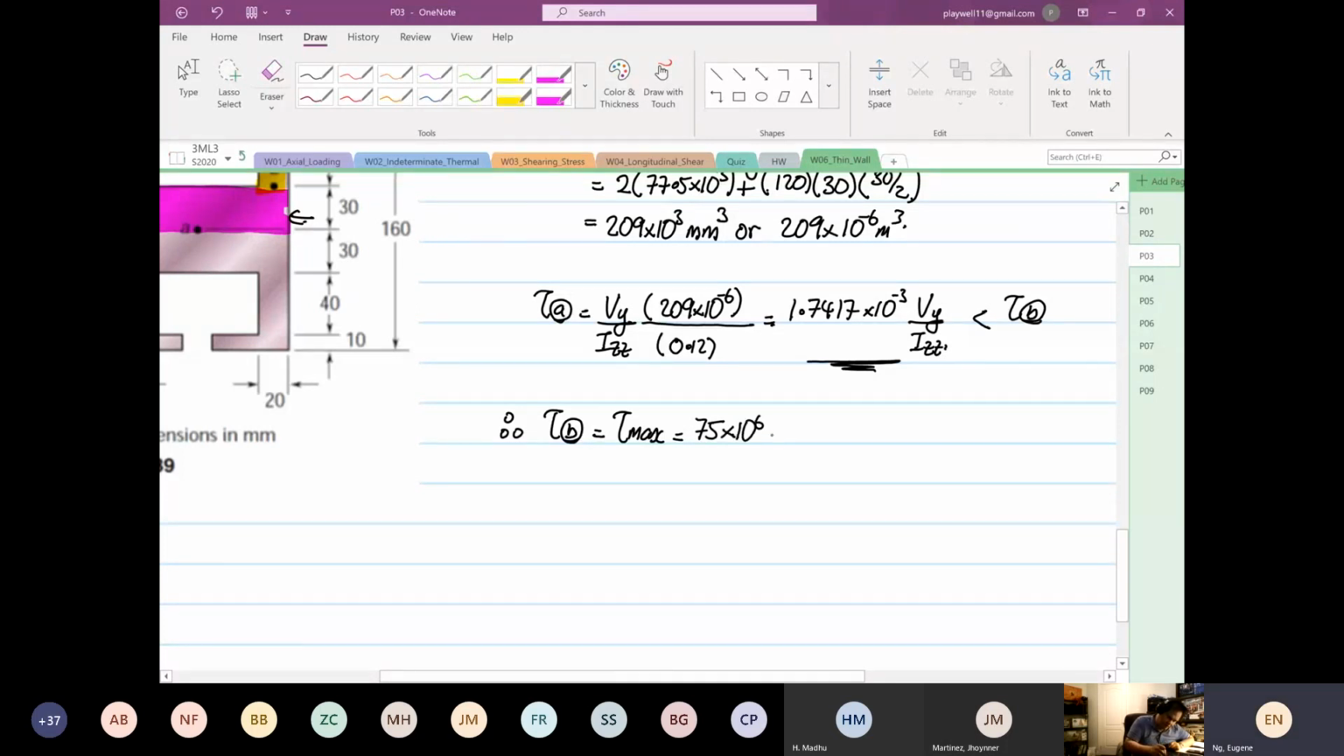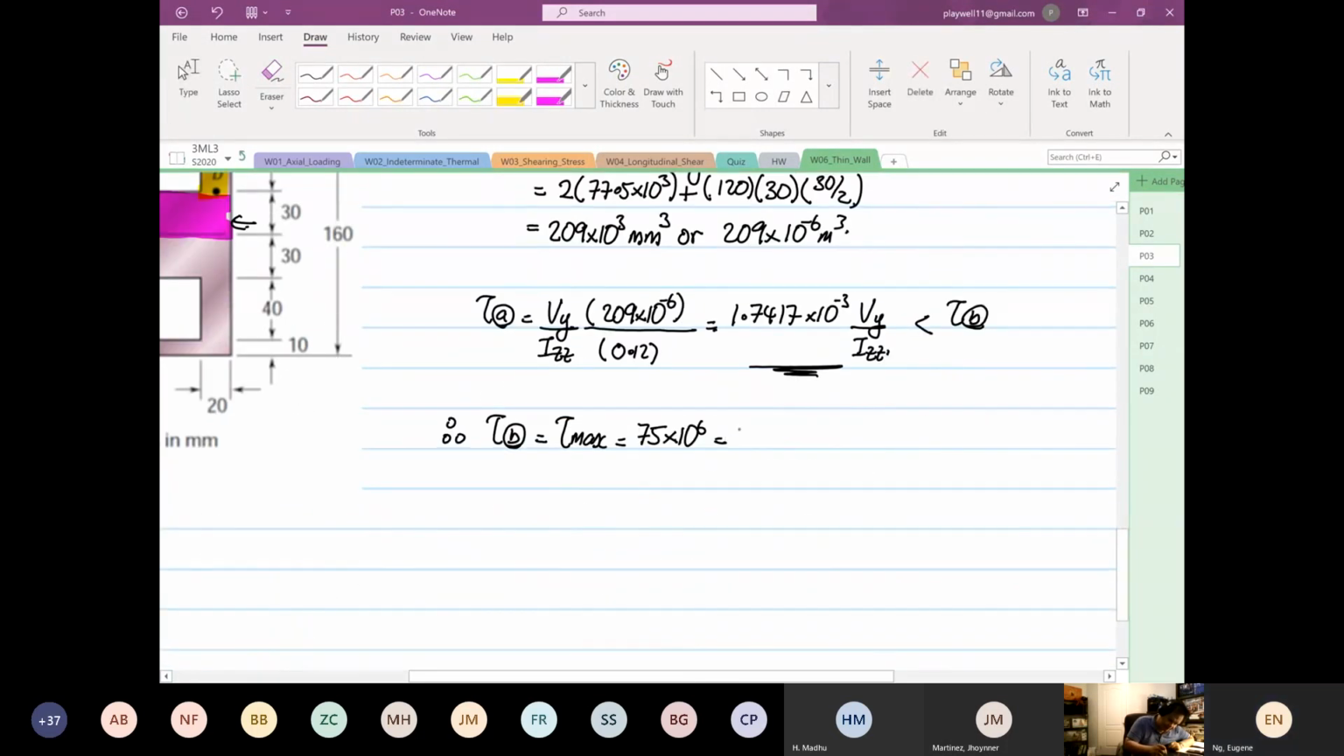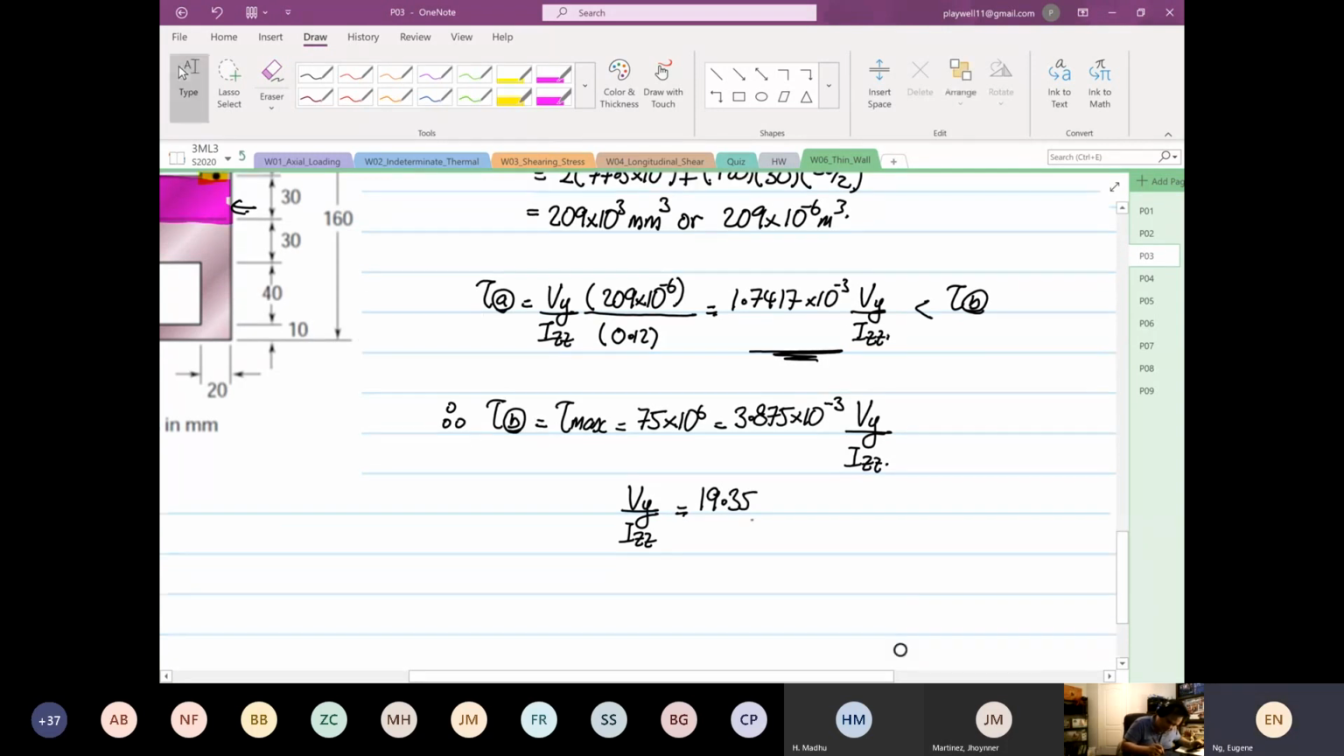So this will be equal to VY over IZZ, which we calculated as 3.875 times 10 to the power minus 3. You find the relationship where VY over IZZ is equal to 75 times 10 to the power 6 divided by 3.875 times 10 to the power minus 3, which is 19.3548 times 10 to the power 9. The unit is Newton per meter to the fourth.